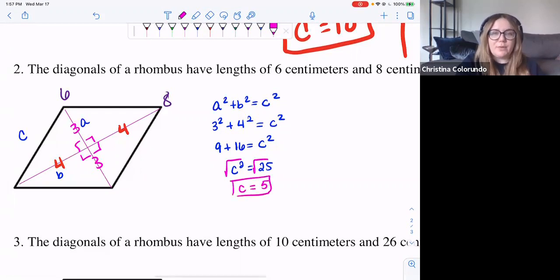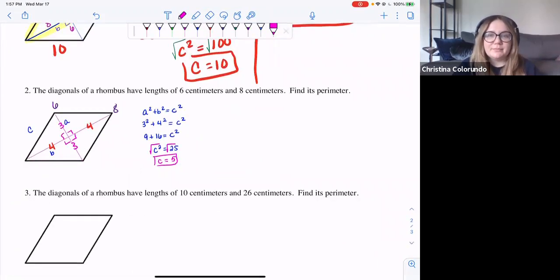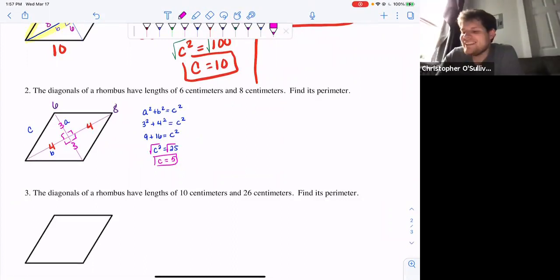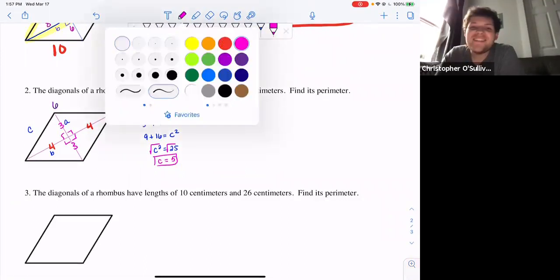Mr. O'Sullivan, are we done with the problem? No, we're not. We have to find the perimeter. I had to think for a second. You never know when I just spice it up a little.